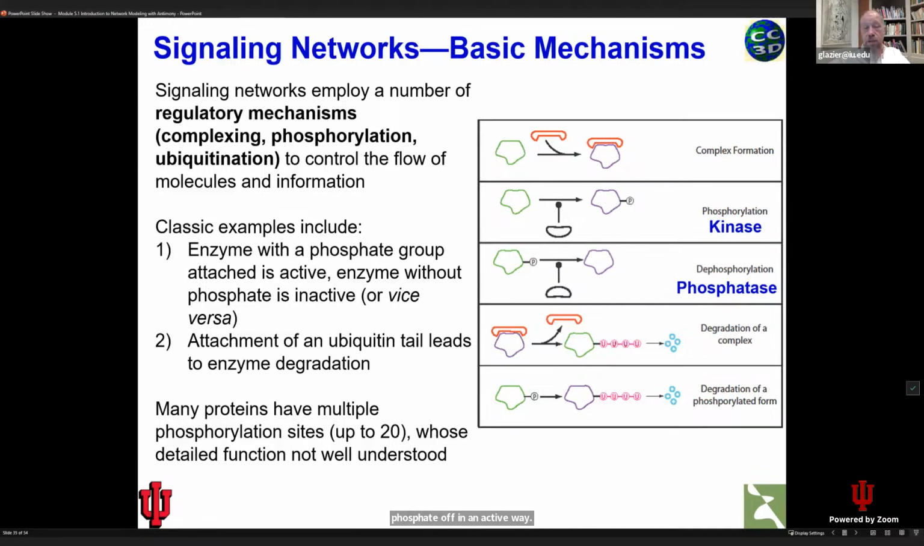Ubiquitination is a process that tags a molecule with a ubiquitin tail that directs it to be broken down by the cell. And sometimes the phosphorylation of a molecule also tags it for breakdown. One thing that you'll find, which is really hard to deal with, is that many molecular species have multiple sites for phosphorylation. That leads to combinatorial catastrophes when you're trying to describe the molecule. If you have 12 phosphorylation sites, you have possibly 2 to the 12th phosphorylation states.